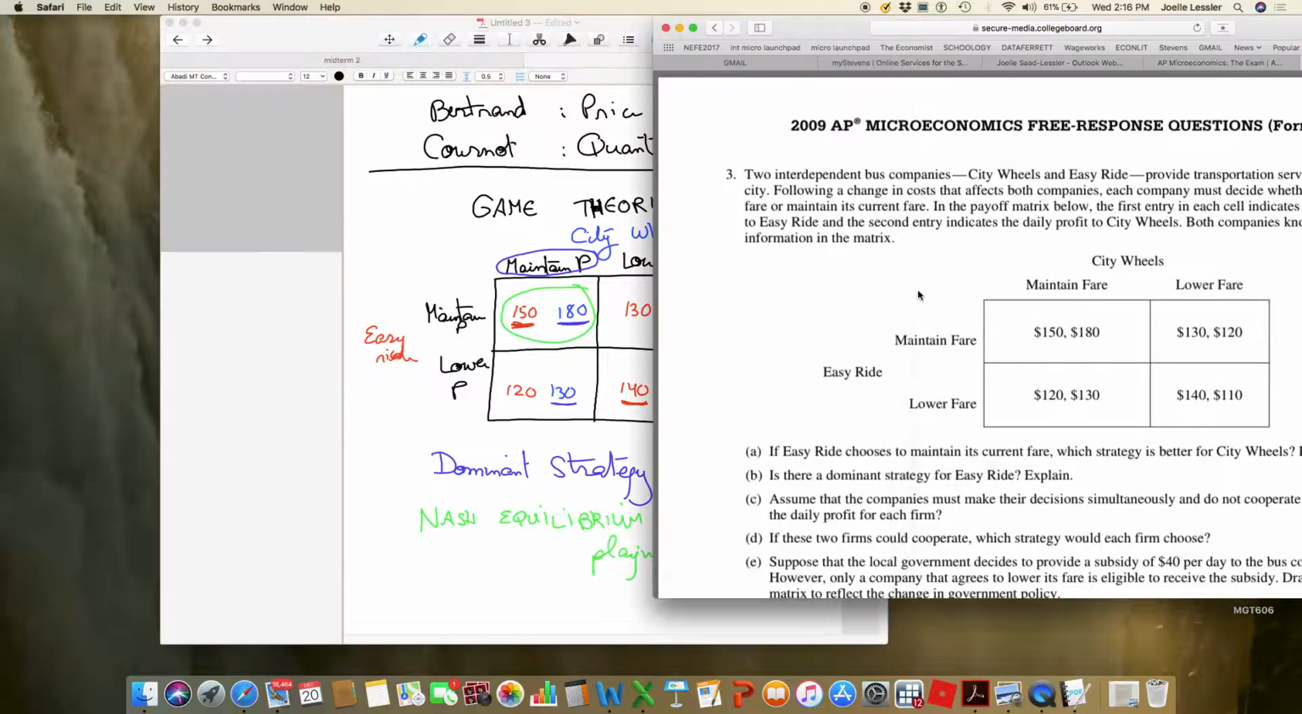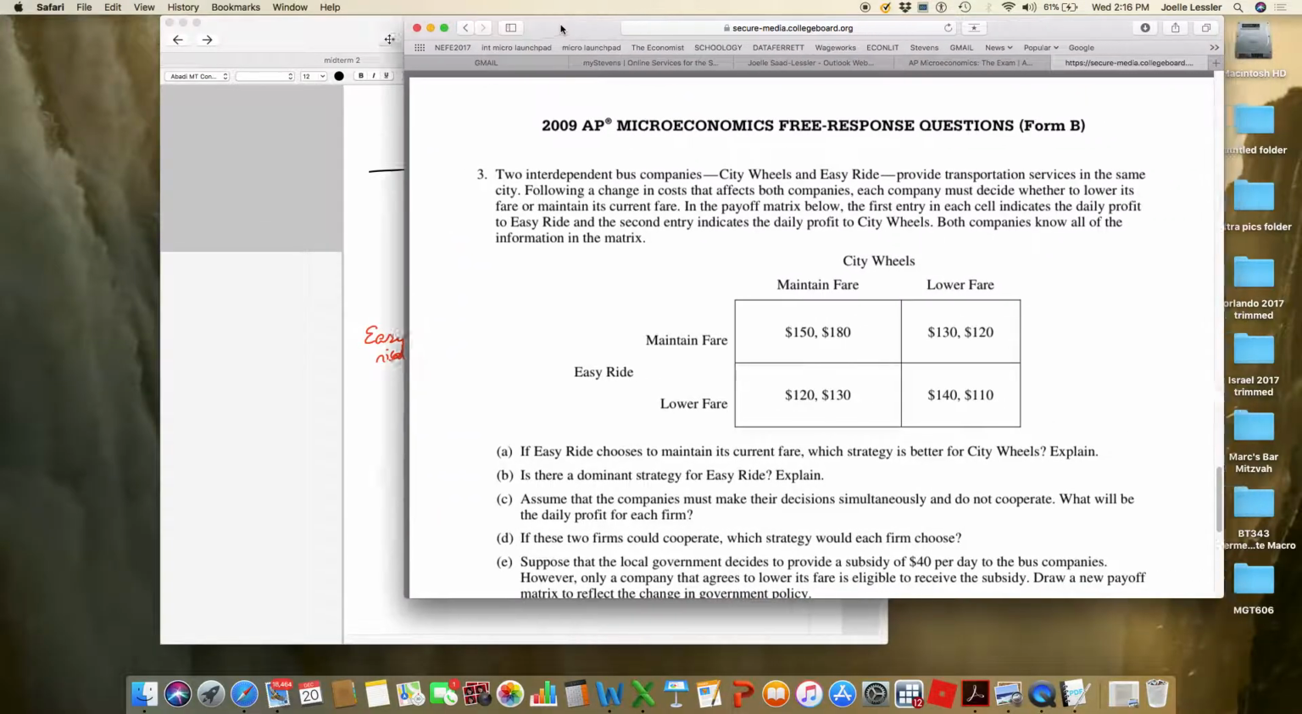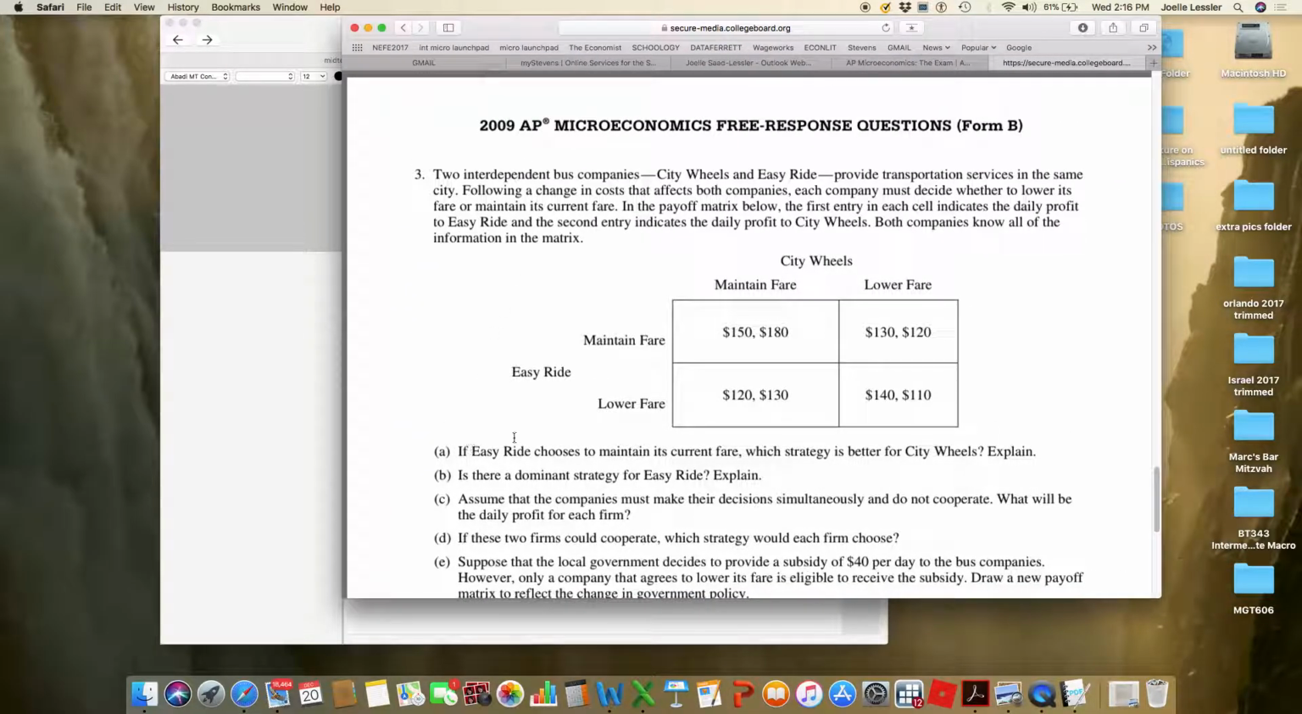Okay? So looking at this particular question, the way it was asked, if Easy Ride chooses to maintain its current fare, which strategy is better for City Wheels? Maintaining the fare. Why? Because 180 is more than 120. Is there a dominant strategy for Easy Ride? We said no, because Easy Ride has a different strategy depending on what City Wheels does.